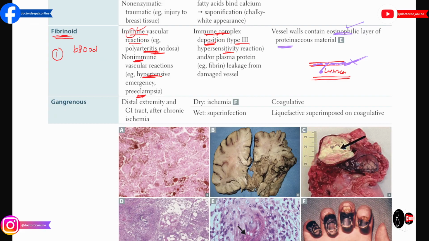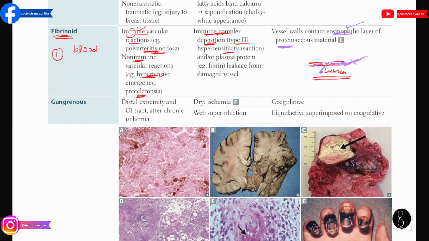The important points are, first of all, fibrinoid necrosis is basically a necrotic damage of the blood vessel wall. When the blood vessel wall becomes damaged, there is a leakage of protein including fibrin into the vessel wall, and when this protein gets deposited, it looks eosinophilic, pink or red, under the histological pattern. They can ask you in the exam to give an example of fibrinoid necrosis. You can say hypertension, preeclampsia, and if they ask about an immunological cause, you can pick polyarteritis nodosa.